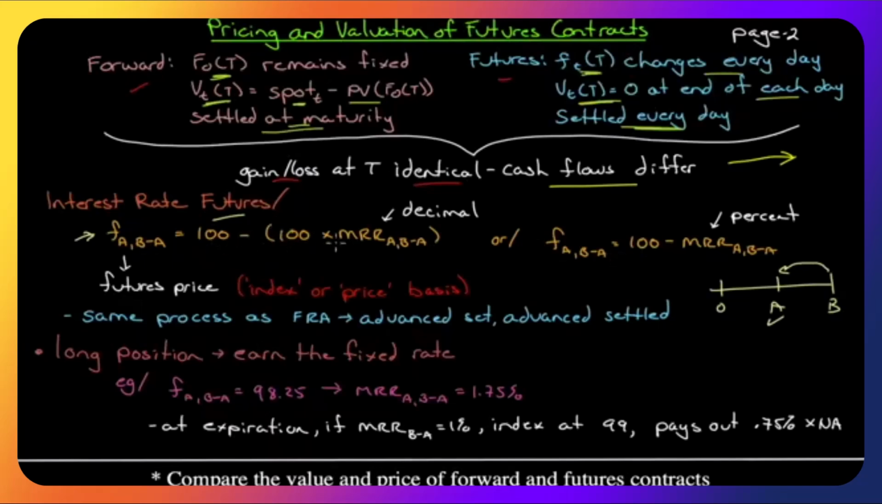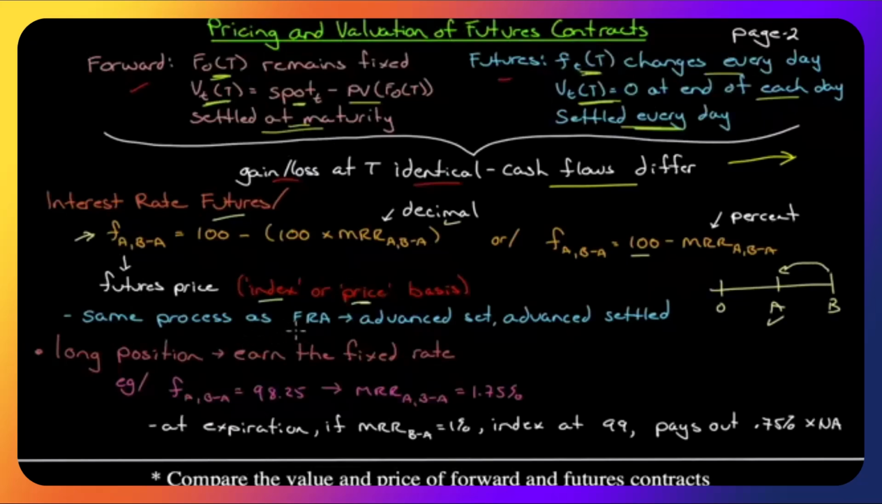We can express it two different ways. 100 minus, and in brackets, 100 times the MRR if we're expressing the market reference rate as a decimal. But if we're just expressing it as a percent, which I find the easiest thing to do, it's 100 minus whatever the interest rate is expressed as a percent. Whatever we arrive at is called the futures price. It's referred to as an index or a price basis. So in other words, the futures price is quoted on an index basis. The index has a value of 100 when the interest rate is 0.